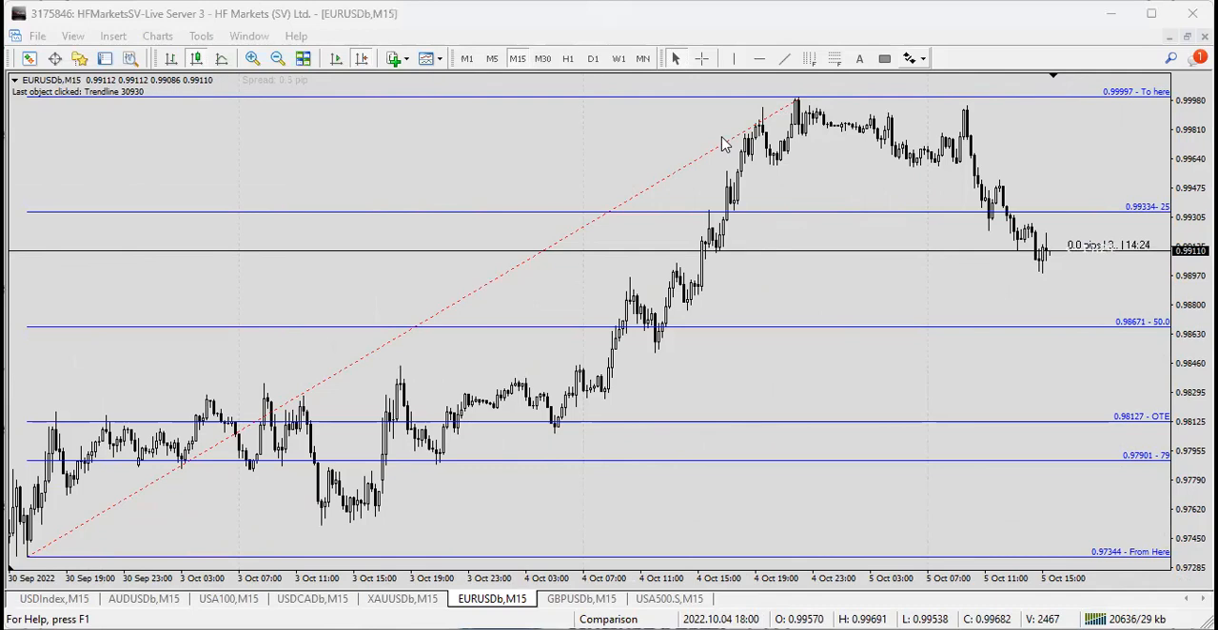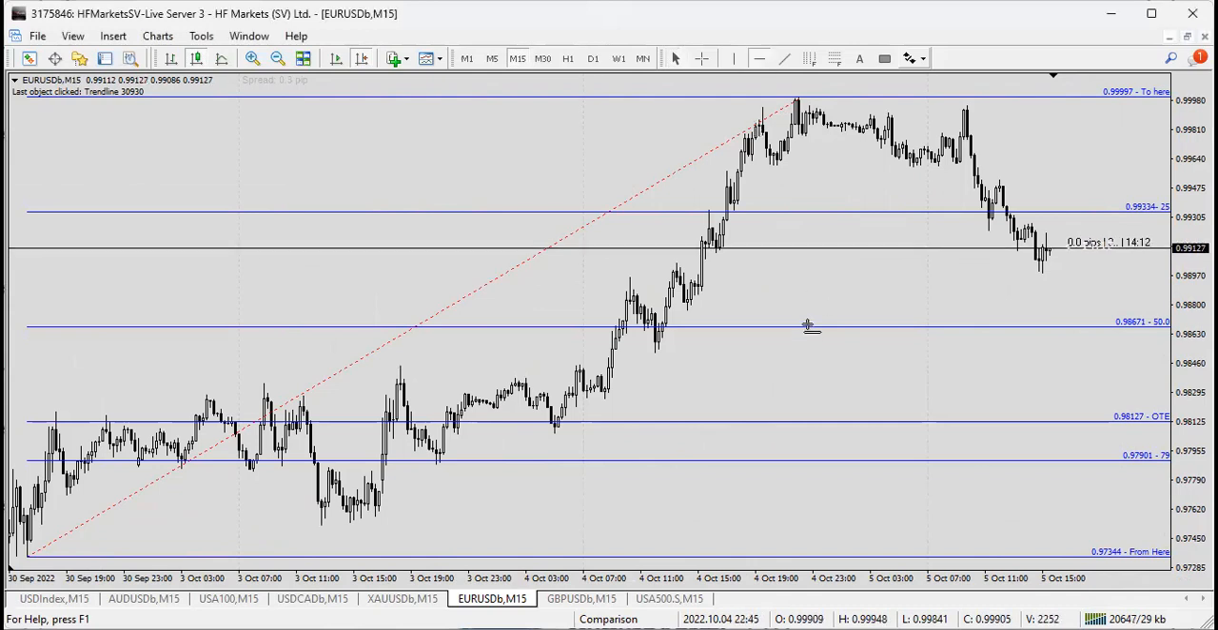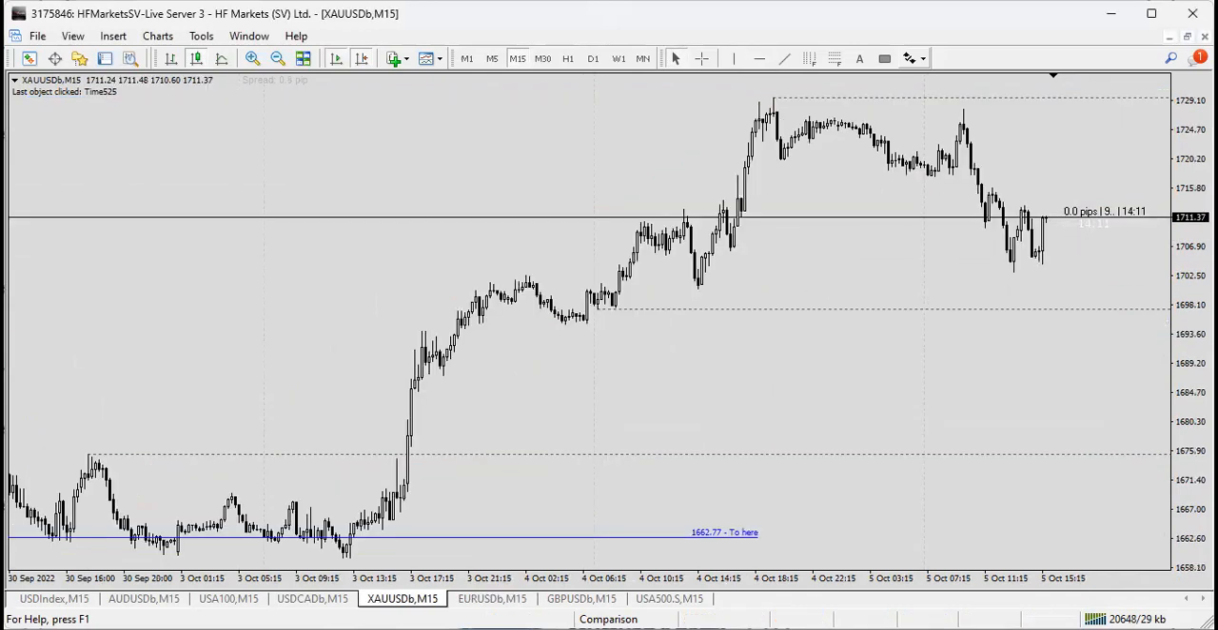Why I don't like trading gold? Oh, okay, cool. I didn't finish gold's analysis.